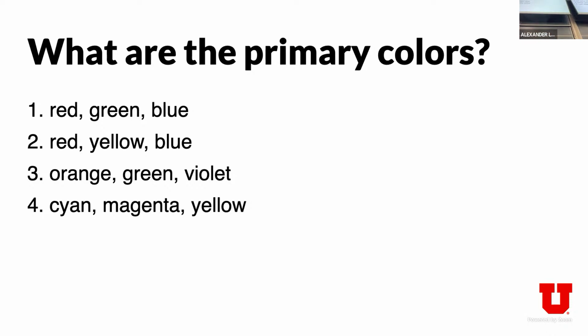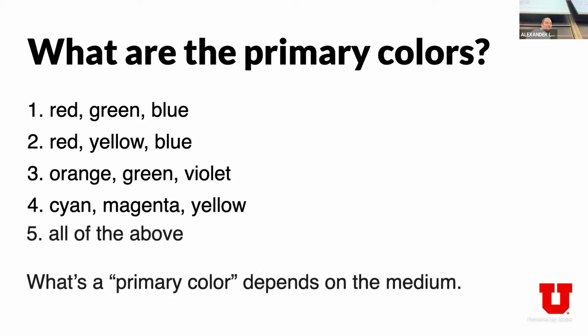So the answer is, of course, it's a trick question. The primary colors are a concept that depends on the medium. It's all of the above, right? Let me show you, and then we can review it again. But basically, you just need to span a triangle in a color space. And so you can pick any colors as a primary color for your medium. That's the idea.